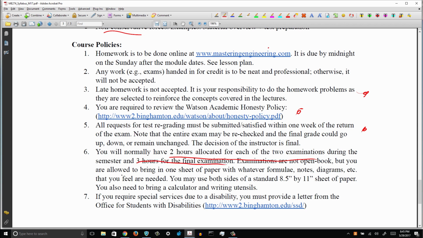They're not open book, but you are allowed to bring in 1 sheet of paper with whatever formulas, notes, diagrams, etc. that you feel are needed. You may use both sides of a standard 8.5 by 11 sheet of paper. You also need to bring a calculator and writing utensils to the exams. If you require special services due to a disability, please provide a letter from the Office for Students with Disabilities.